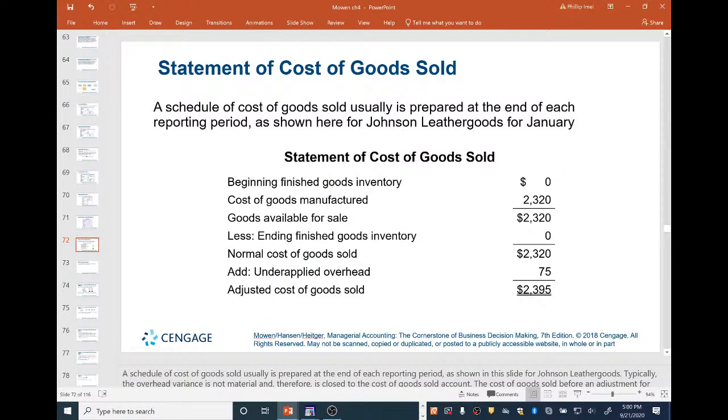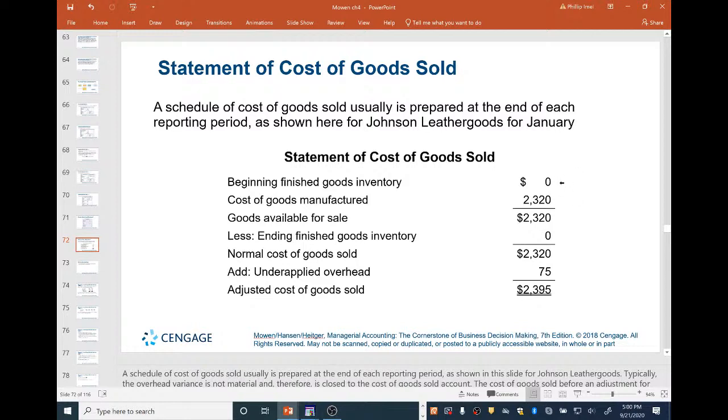Okay, statement of cost of goods sold, usually prepared at the end of each reporting period because obviously we have to be able to externally report it in the statements for the cost of goods sold and also to value our inventory being carried on the balance sheet. So this is just the statement of cost of goods sold.